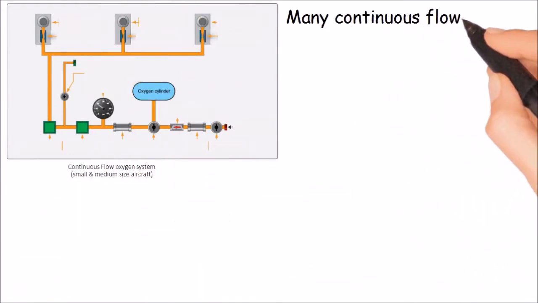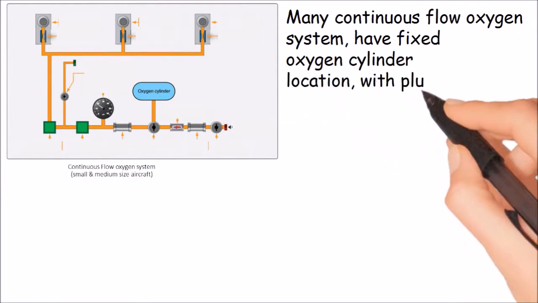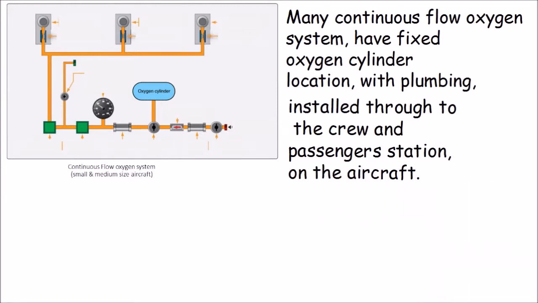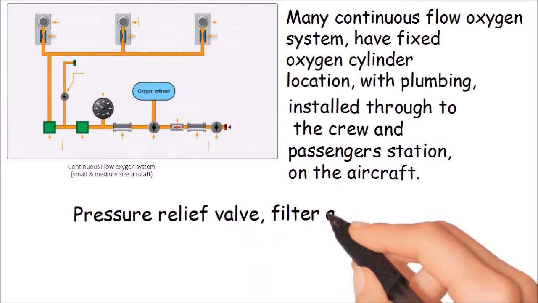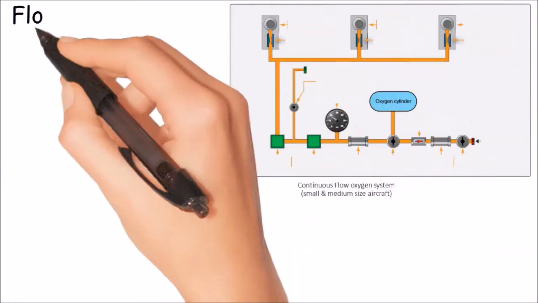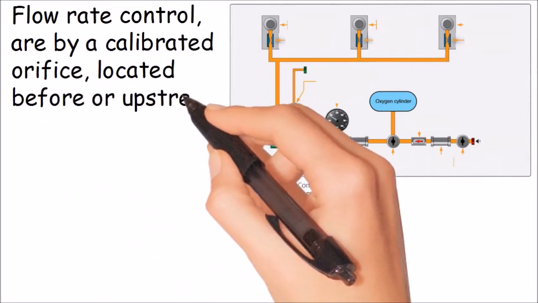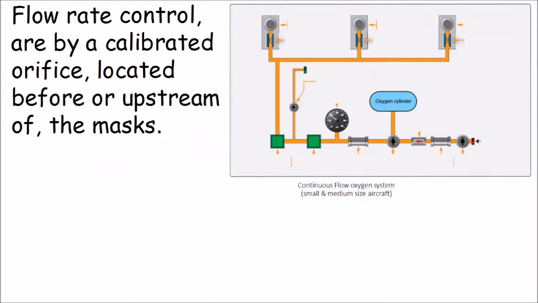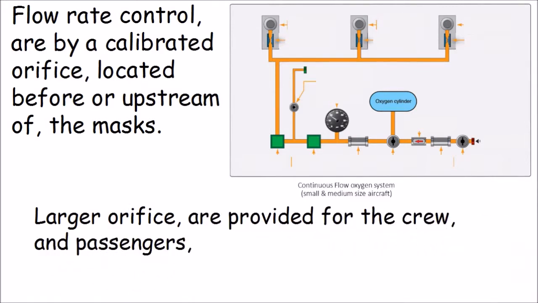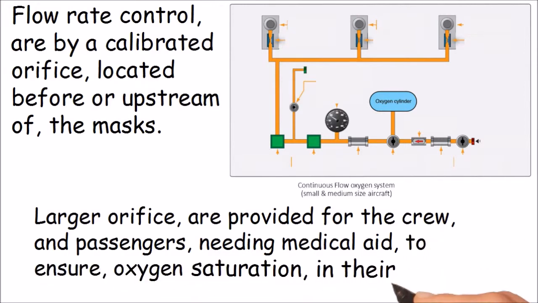Many continuous flow oxygen systems have a fixed oxygen cylinder location, with plumbing installed through to the crew and passenger stations. On the aircraft, a pressure relief valve, filter and pressure gauge are also provided. Flow rate is controlled by a calibrated orifice, located before, or upstream of, the masks. A larger orifice is provided for crew and passengers needing medical aid, to ensure oxygen saturation in their blood.